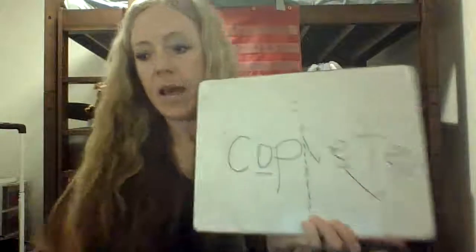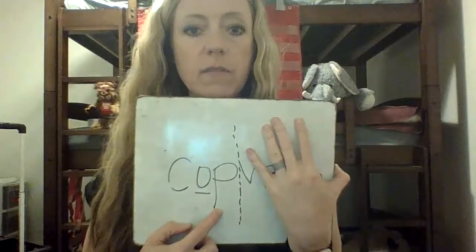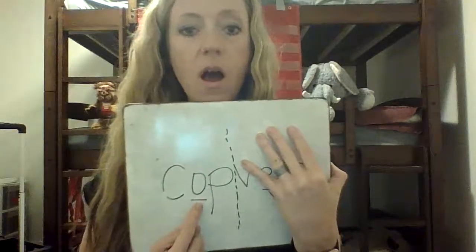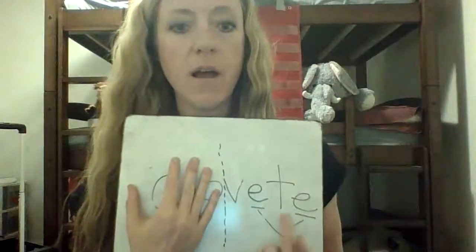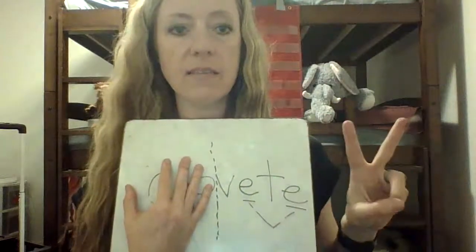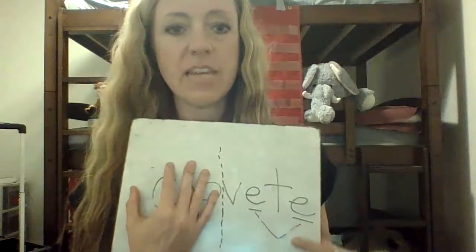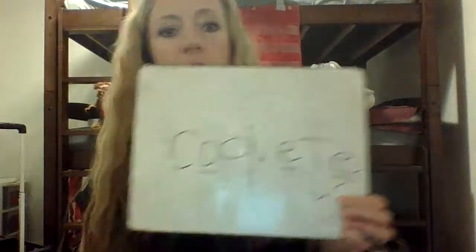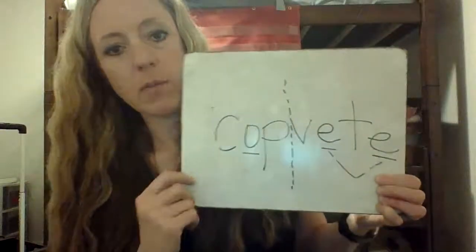Okay, now let's read them syllable by syllable. Find the vowel, swoop, followed by a consonant, closed syllable. So it's the short vowel. Sound, ah, syllable, cop. Okay, find the vowel, hop, hop, E at the end, silent E syllable means it's a long vowel. Sound, E, syllable, veet. Put it together, cop, veet. What's the word? Cop veet. Kind of a weird word. You can see the reflection of me in the whiteboard. That's kind of fun. Cop veet.